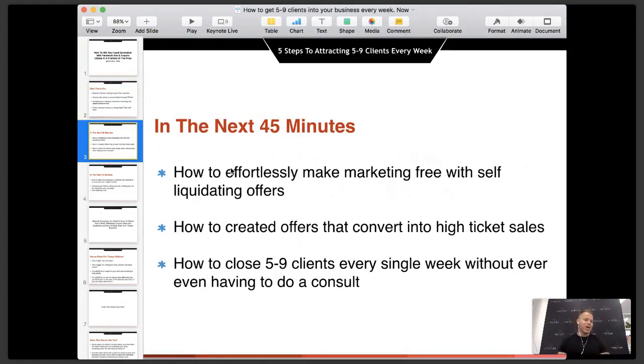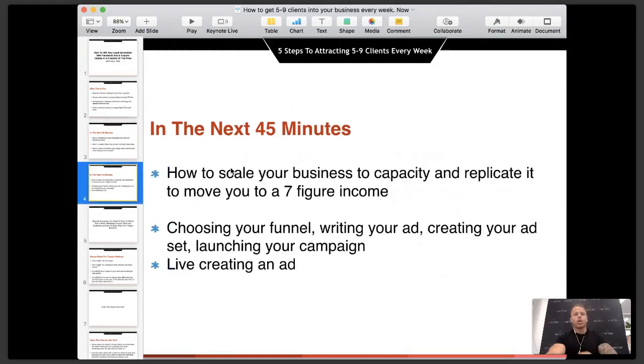Now, you're also going to understand how to effortlessly make marketing free with self-liquidating offers, how to create offers that convert, and how to get 5 to 9 clients every single week. You're going to learn how to scale a 7-figure business. I'm going to go through your 7-figure funnel for you so you can understand, okay, if I just do this one funnel, I can get this right for my business, I can turn it into a 7-figure funnel.